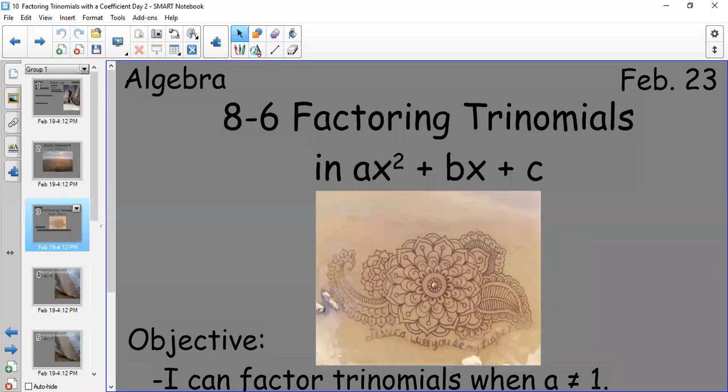Welcome back, everybody, for another quick review on how to factor trinomials. Remember, trinomials means there's three terms, so we've got three terms here. And in this case, we are looking at the guess and check method, so when a is not equal to 1. Okay, so how to factor those again.